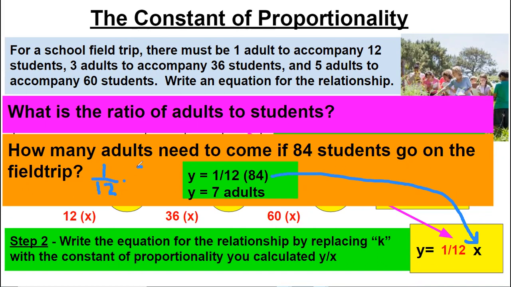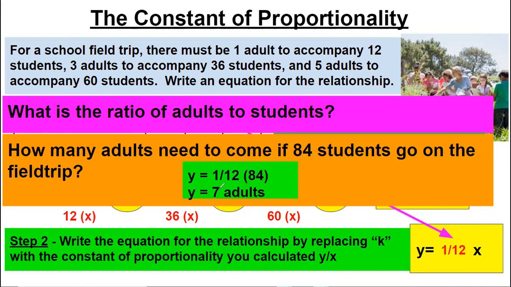times 84 over 1. And if you were to multiply, 1 times 84 is 84, and 12 times 1 is 12. So you have to do 84 divided by 12. So that's another way that you could do it if you want to. And if you did 84 divided by 12, you would get 7. So here's the answer. Y will equal 7 adults.